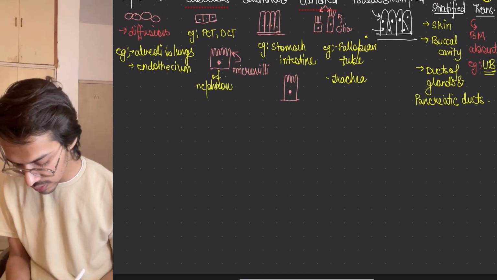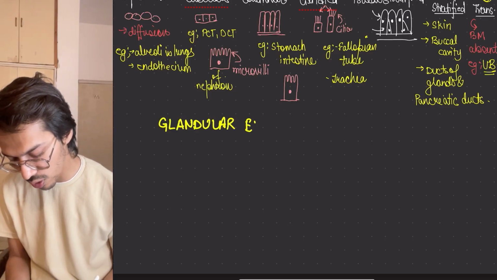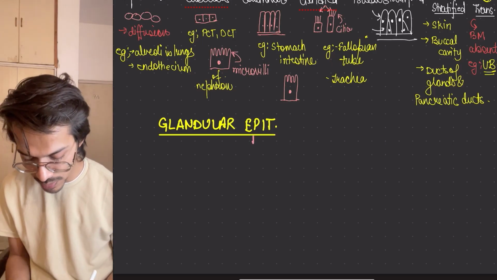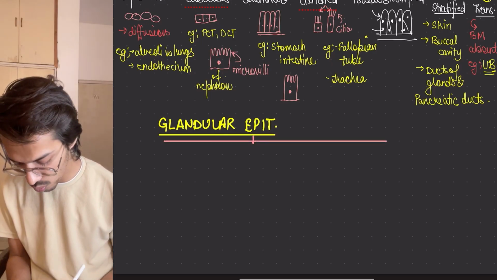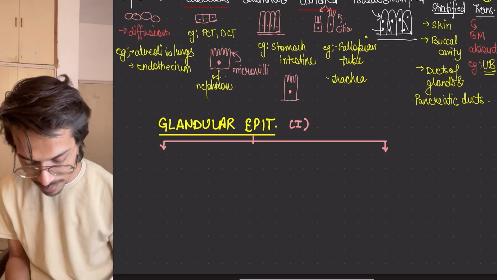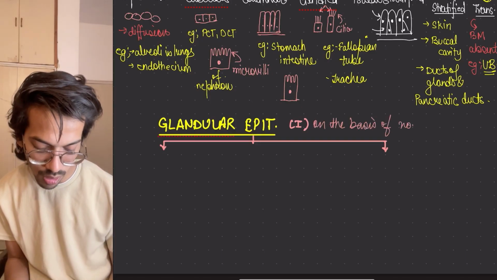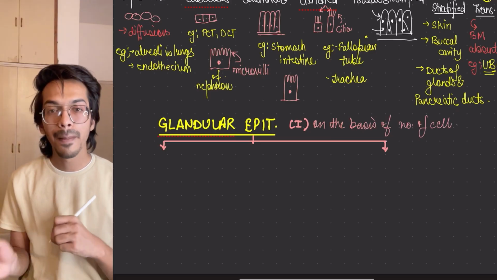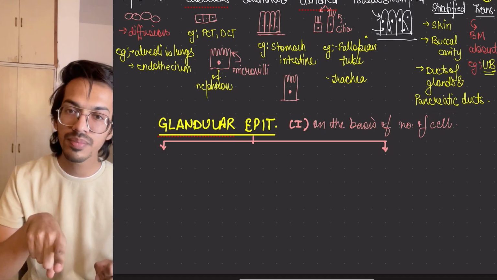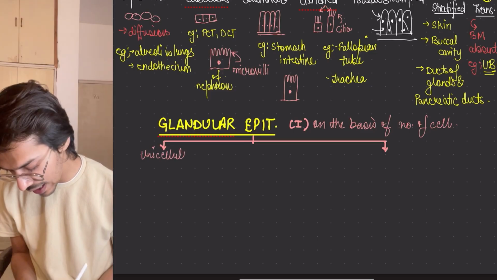Okay, so there is a glandular epithelium version of it. So this glandular epithelium could be of two types. What are the two types? The first division that we are doing is on the basis of number of cells. Okay, means if a single cell is releasing something, we call it what? The unicellular gland. Okay, so there is the unicellular gland.